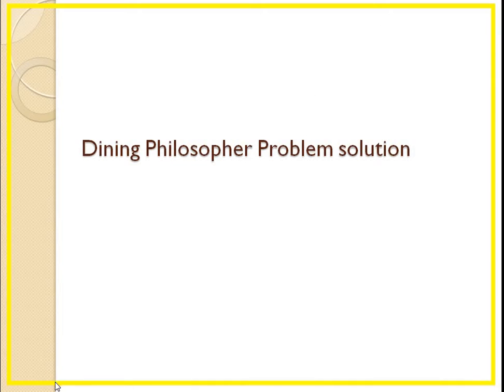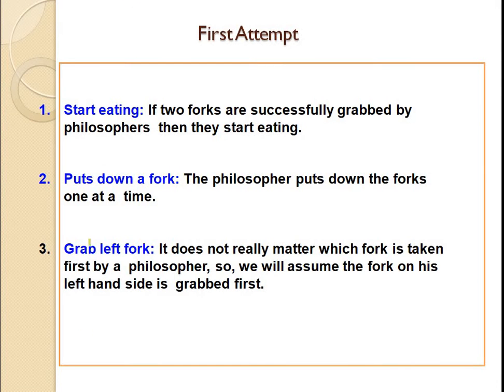Now we have to find the solution for the dining philosopher problem. In the first attempt, first we start eating. A philosopher currently in thinking mode tries to change from thinking to eating mode. She will try to acquire two forks. If the two forks are grabbed by the philosopher, then they start eating.